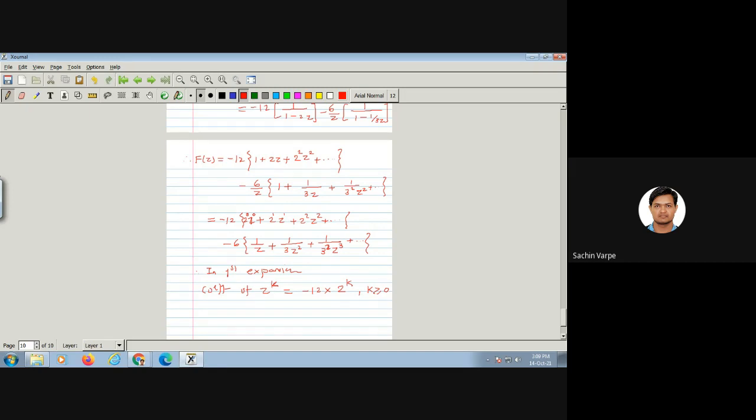Hello, mic check, am I audible? Yes, sir. Coefficient of z raised to k is this. So what is coefficient of z raised to minus k there? Z raised to minus k is -12, 2 raised to minus k for k less than or equal to 0. Very simple. And what is in the second part?